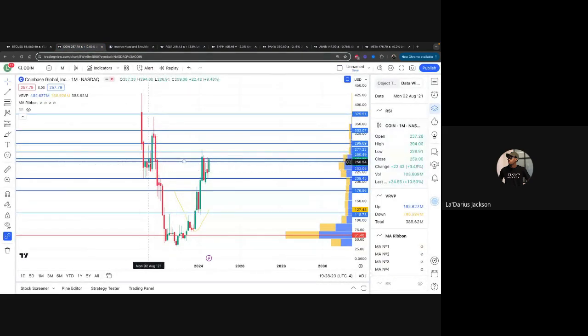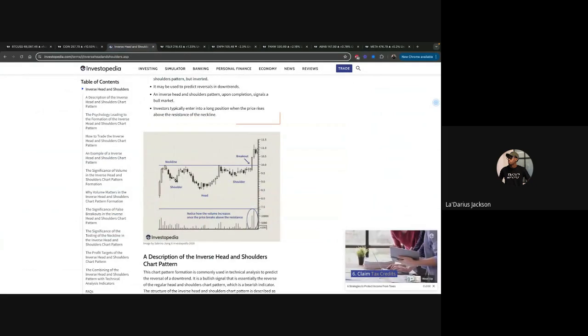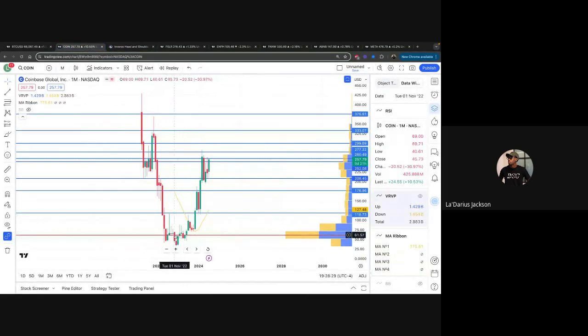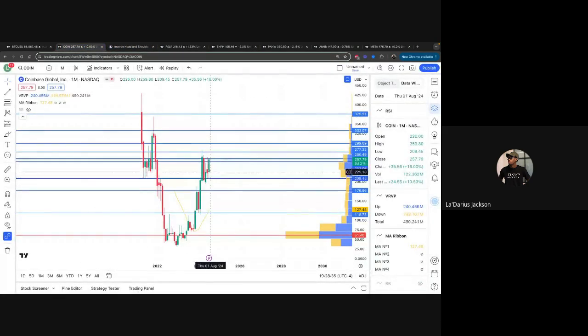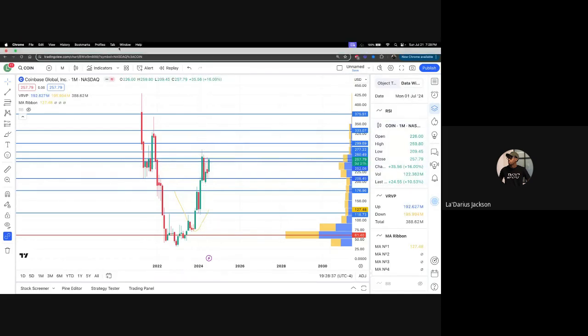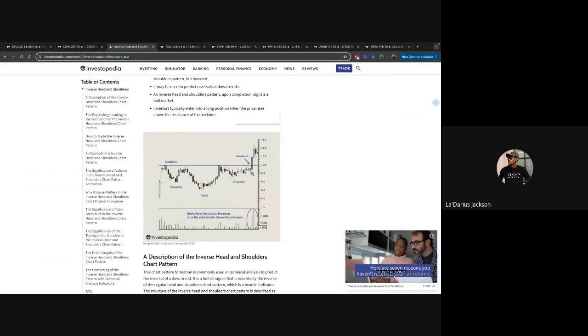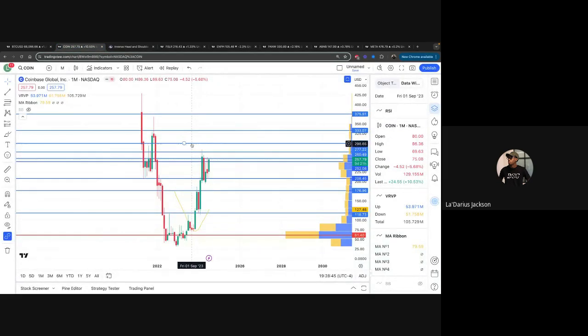So Coinbase again, shoulder one. The head is down here. We have a head that's lower than that shoulder. And then we have another shoulder that's forming here. And you have your second shoulder. So the next thing is that we need a break at the neckline. We could actually call it right here at about 300. Some people like to call the neckline here at about 330, 335-ish, but I like to be safe and call the neckline here at about 300. So after that break at 300, then we could be going back up to 375, 400.